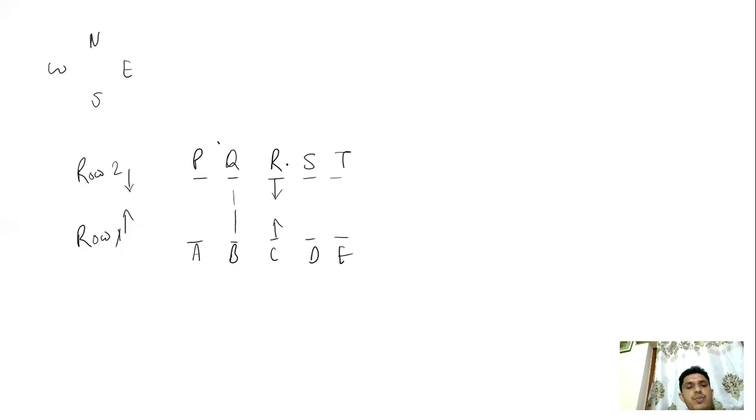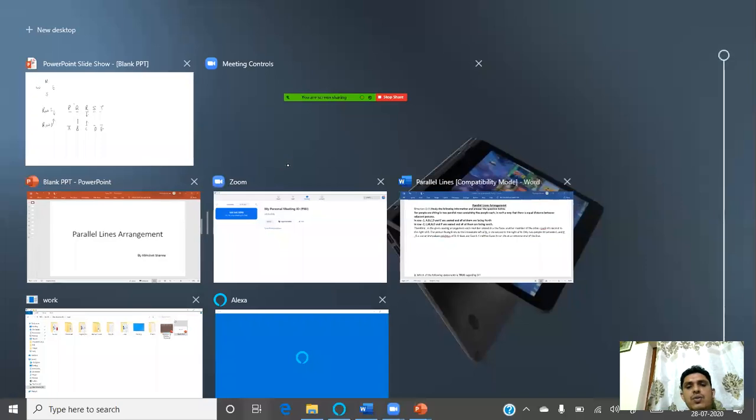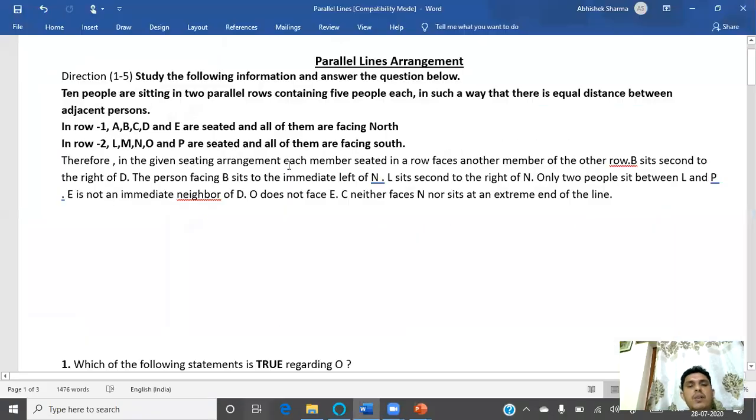Okay, let us come to the question, how the question will be. My question will be like this. As you are looking at the name of the sheet, parallel line arrangement, and the question is direction. Study the following information and answer the question below. Ten people are sitting in two parallel rows containing 5 people each, in such a way that there is an equal distance between adjacent persons.